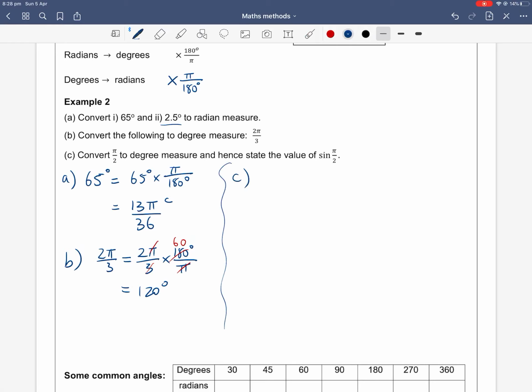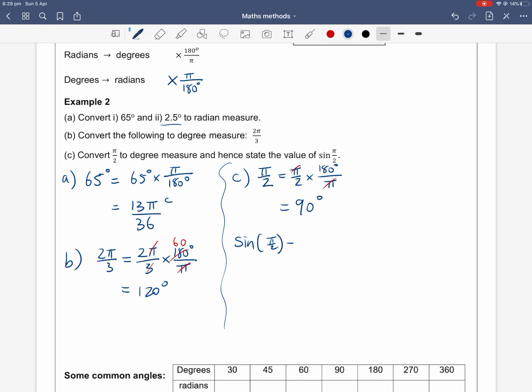Part C, convert pi on 2 to degrees and hence work out what sine of pi on 2 is. That's one of the easy angles, so pi on 2 radians. To change it to degrees, times 180 on pi. The pi's cancel. 180 divided by 2 is 90 degrees. So pi on 2 is just 90 degrees.